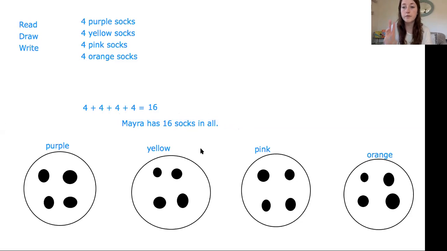So remember, there are 3 steps when you're solving your application problem. First, you read it, you can circle the important information, underline it, you draw it, right? You draw your picture, you draw a math drawing, and then the last step is to write it. So you write your number sentence and then you write your actual sentence.